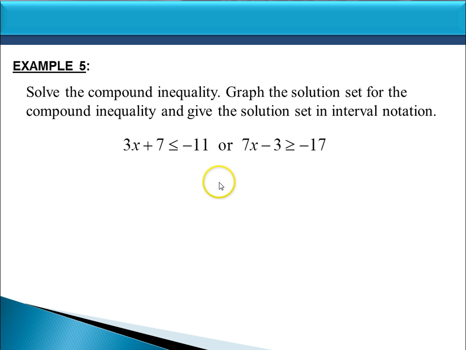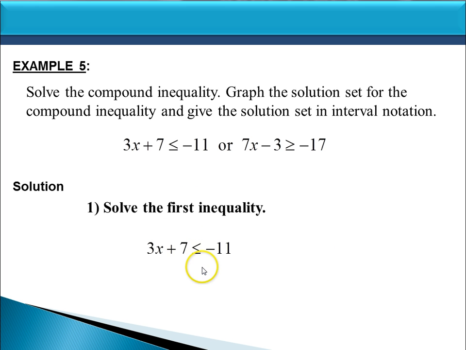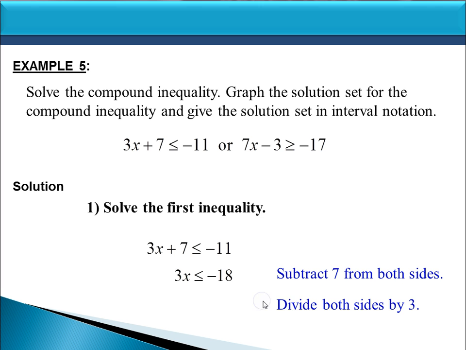So let's start these off the same way that we did with the intersections, in that we're going to solve each inequality separately. Then we're going to graph the solution set for each of them. And then by looking at the graphs, we can see what the union is of those two sets. So if we solve the first inequality here, we would need to subtract 7 from both sides, and that will give us 3x is less than or equal to negative 18. Then we divide both sides by 3, which will give us x is less than or equal to negative 6. So that's our first inequality solved.